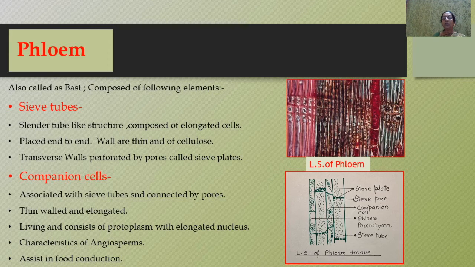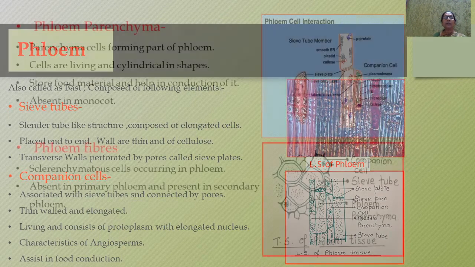Now the next element of the phloem is the companion cell. Companion cells are associated with the sieve tubes and connected with them by pores. They are thick walled and elongated. These are living and consist of protoplasm with an elongated nucleus. Companion cells are generally present in angiosperms. These cells help in the conduction of food material in plants.